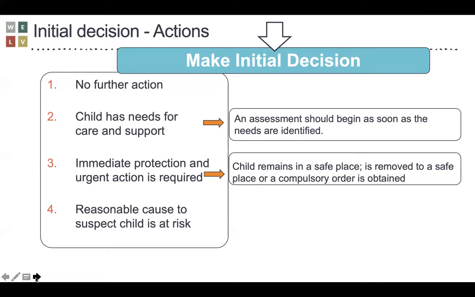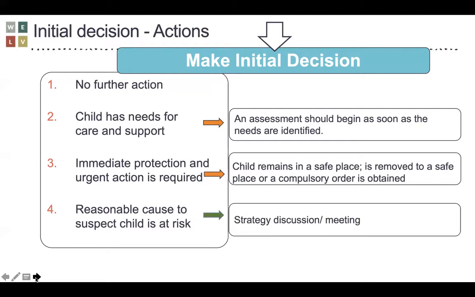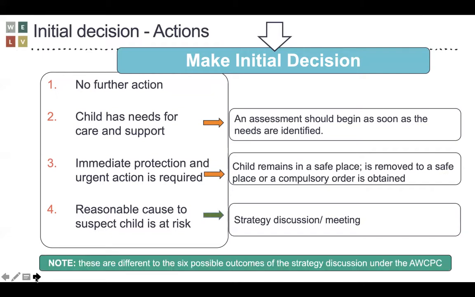If there is reasonable cause to suspect a child at risk, decision 4, then a strategy discussion or meeting must be held. It is important to note that these 4 decision options are different to the 6 possible outcomes of the strategy discussion under the Wales child protection procedures.